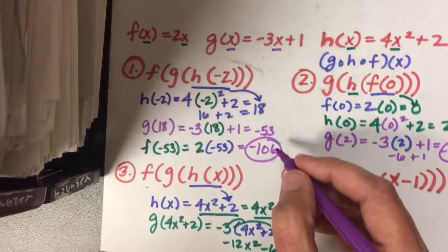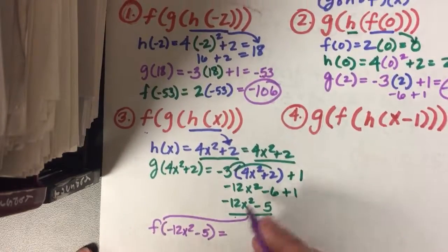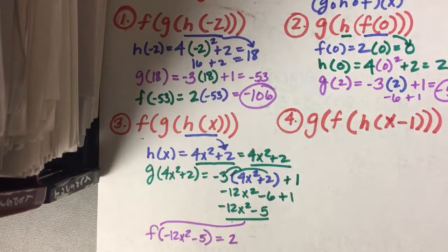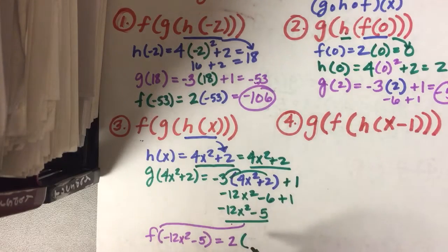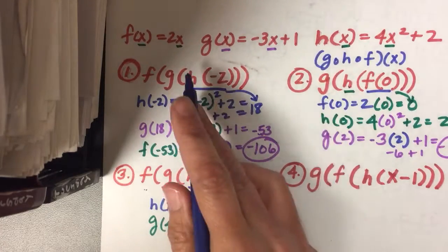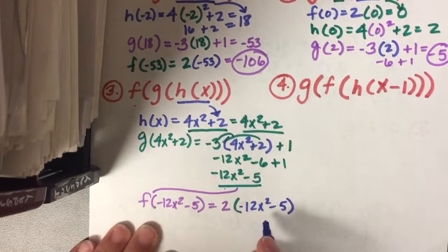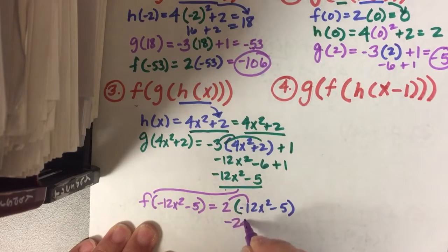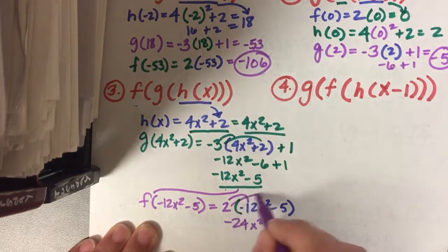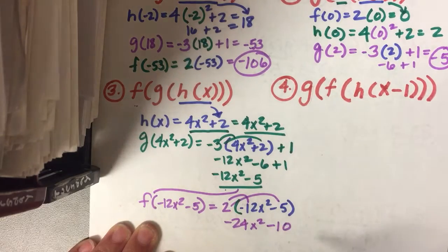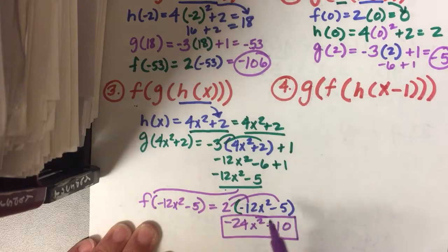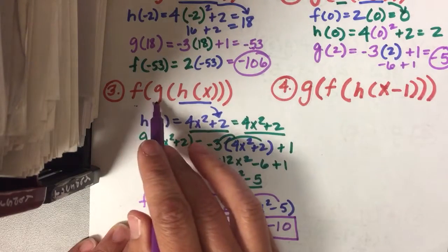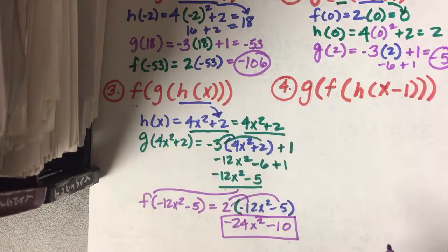F of x, if you look up here, is 2x. So I've got 2 times my input value, which is negative 12x squared minus 5. Again, see, it's 2x, and I'm just plugging in my input value. So now I distribute, and I've got 2 times negative 12x squared, which is negative 24x squared, and 2 times negative 5, which is negative 10. And that is my final answer. That is what we get when we take f of g of x, h of x.